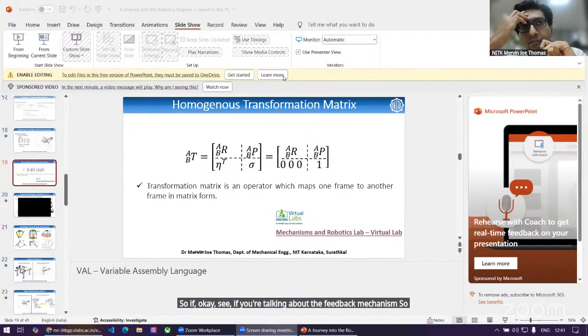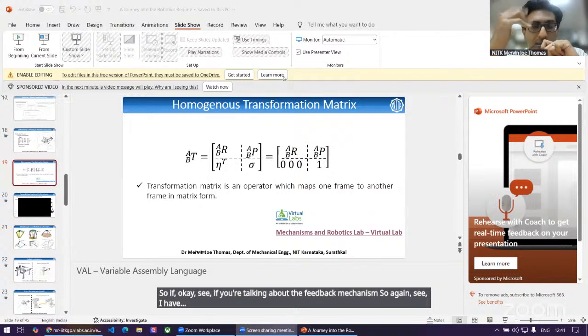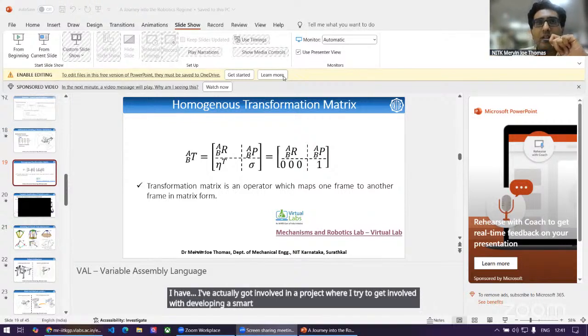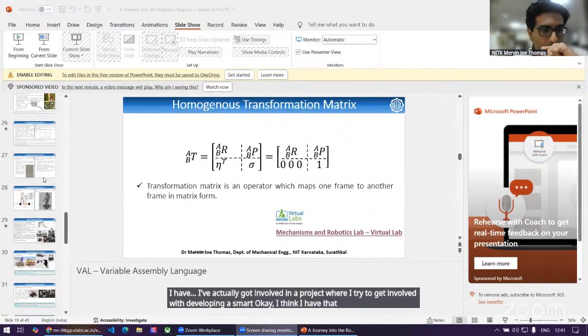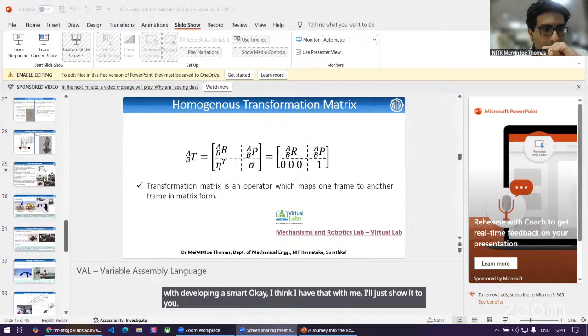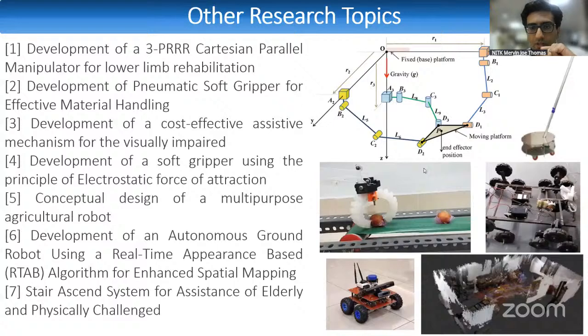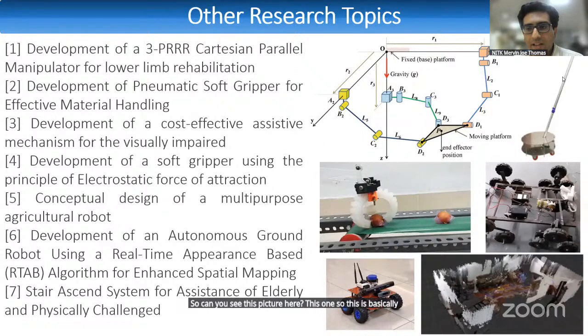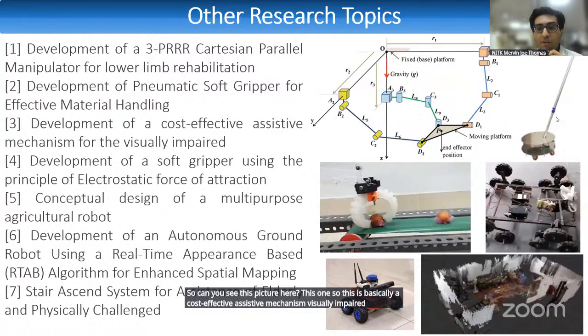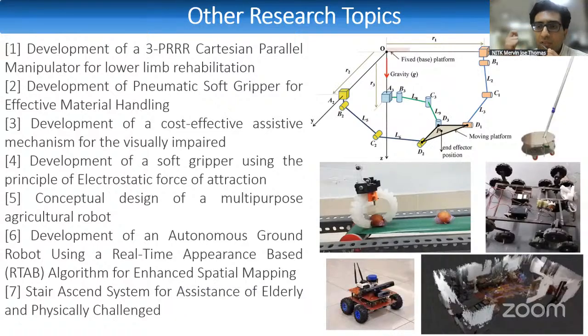I have actually been involved in a project where I tried to develop a smart... Okay, I think I have that with me. I'll just show it to you. Can you see this picture here? This is basically a cost-effective assistive mechanism for the visually impaired. It is not only for the visually impaired, but also for people with hearing difficulties.